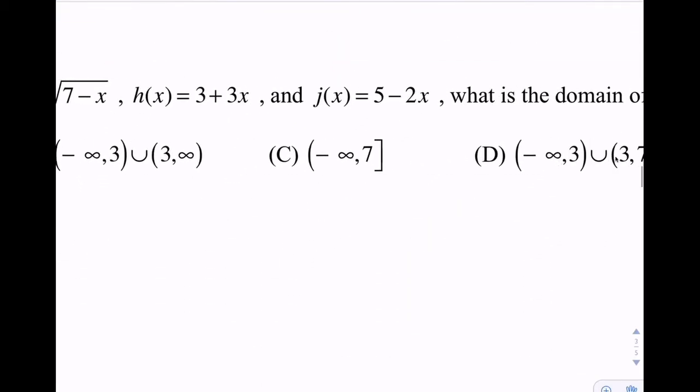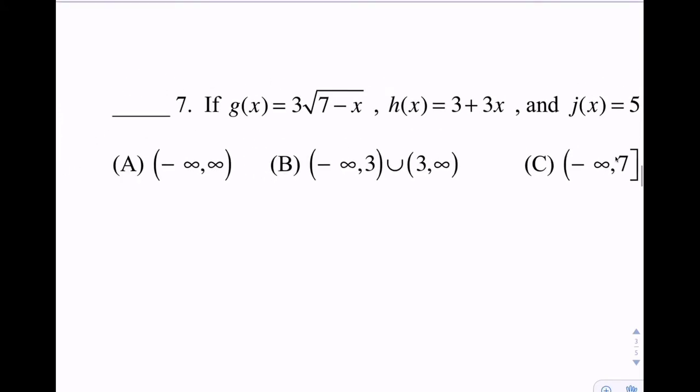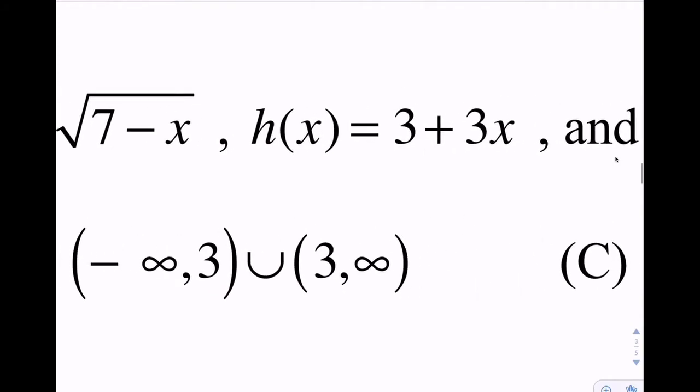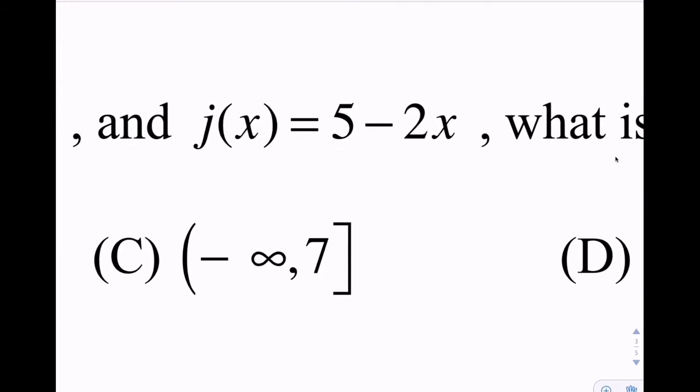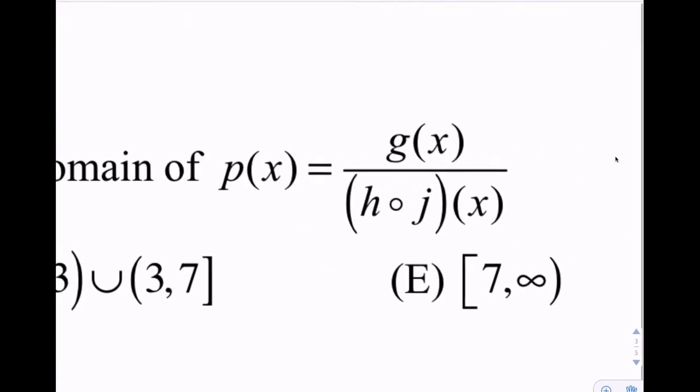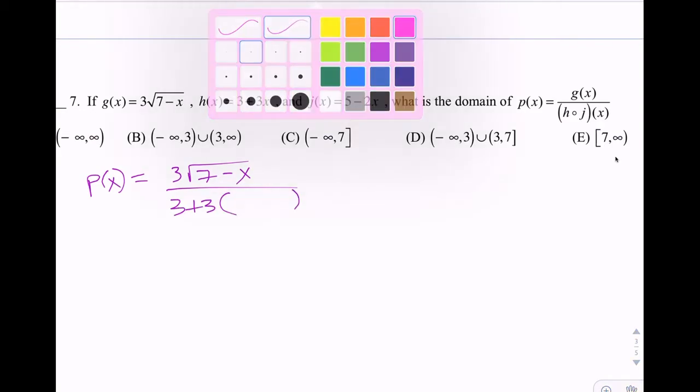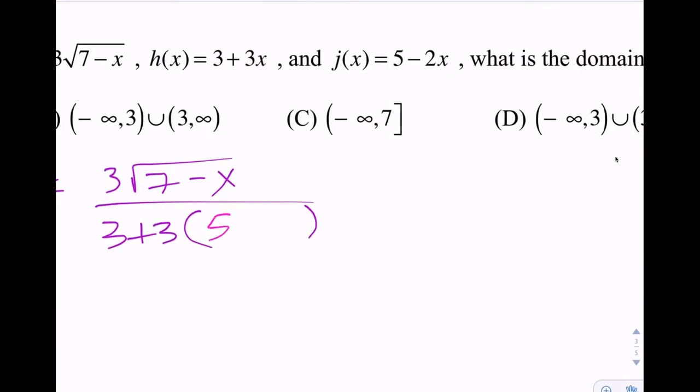All right, number 7. If G is that and H is that and J is that, whoa, I got to back up. That's a lot of stuff. If G is that, H is that, linear, and J of X is also linear, what is the domain of G over H of J of X? All right, I guess the first thing is to set up P of X. It's G of X, which is 3 times the square root of 7 minus X, all over H of J. H of J is going to be 3 plus 3 parentheses, and into the parentheses I'm plugging J, which is 5 minus 2X.